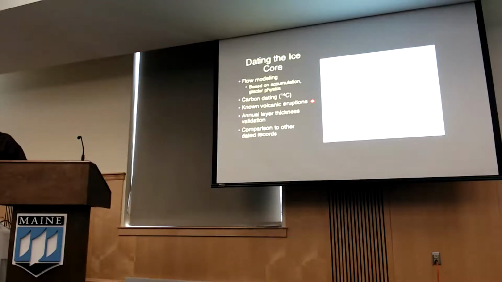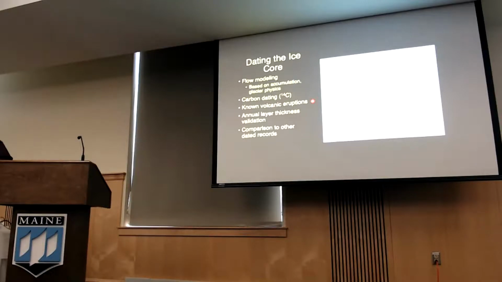We have 4 identified volcanic events in the core. We have 2 carbon-14 dates. Everything lines up with the flow model that comes from our understanding of accumulation on this glacier. Once we put together our initial time age depth curve for this, we can calculate what the annual layer thicknesses should be throughout the core.